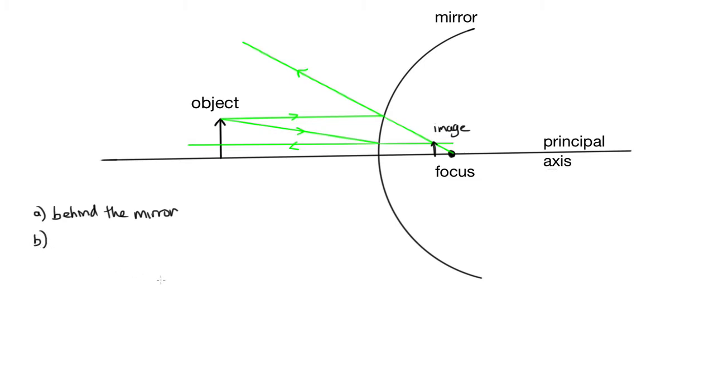Now B, is it real or virtual? Okay, it's real if the light rays actually travel through that point, but this is behind the mirror. The light isn't actually going there. So this tells us that this is a virtual image. And then part C, what is the magnification of the image? So the magnification is equal to the image height over the object height.